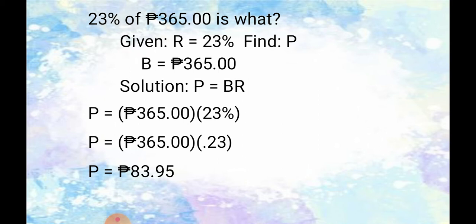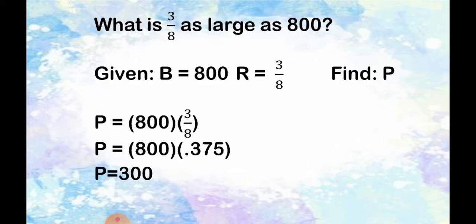Okay, so again, the formula is P is equal to base times rate. So the same solution. P is equal to 365 times 23%, or 365 times 0.23. The result is 83.95 pesos. Therefore, 23% of 365 pesos is 83.95 pesos.